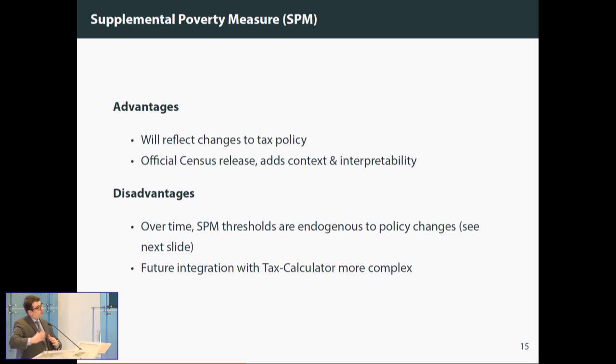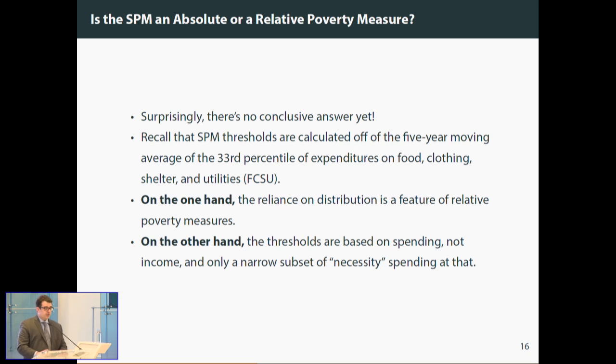Whereas with official poverty, the only variable that official poverty relied on was inflation going forward, and we make the assumption that a policy change is not going to have a material effect on CPI-U inflation in the future. This, if you make a policy change, might actually have an effect on what the 33rd percentile of expenditures are. Let me just spend 1 minute digging into that, because to put this in different terms, it really goes to the question of whether the SPM is a relative or an absolute measure. And there's actually not been, I think, definitive or conclusive answers to this yet. Recall that, again, the threshold for SPM is the 33rd percentile of this FCSU subcategory of spending taken over a 5-year moving average.